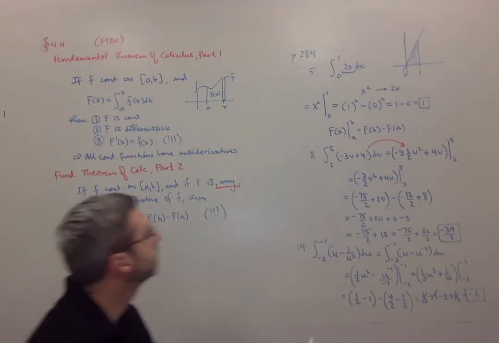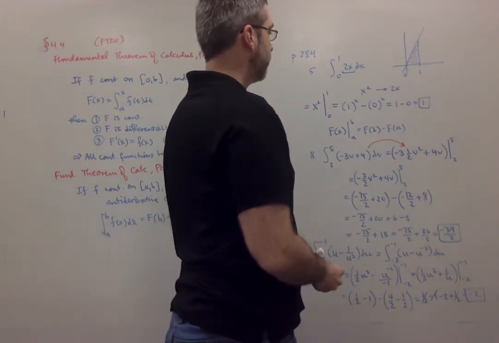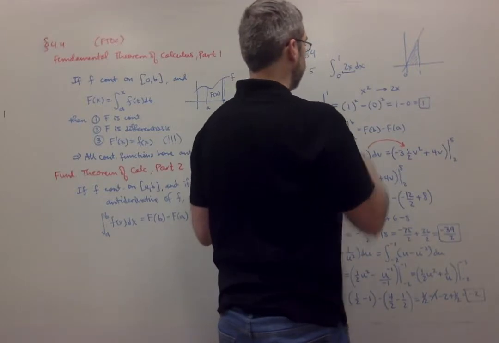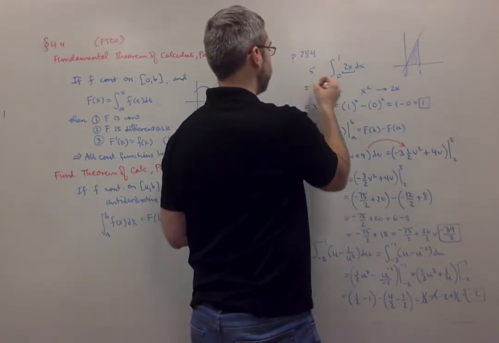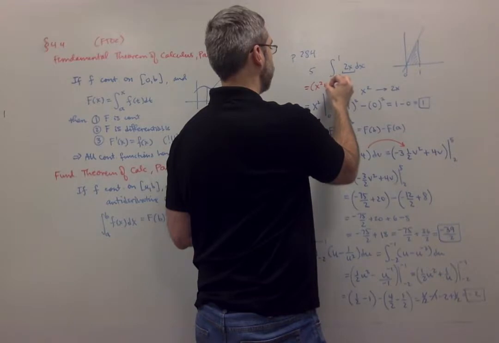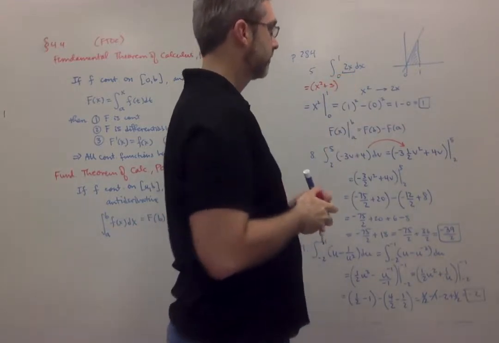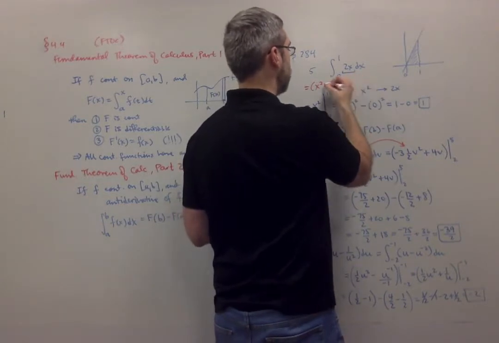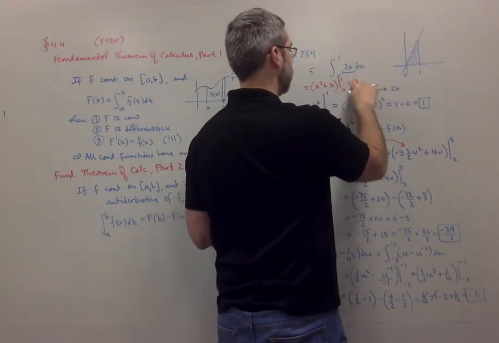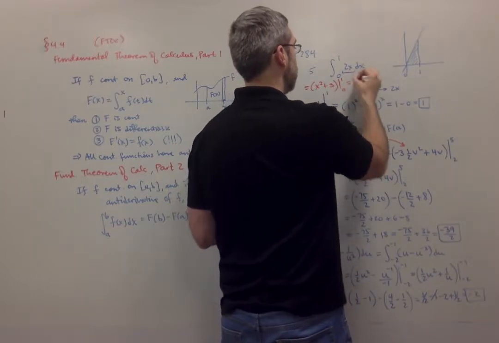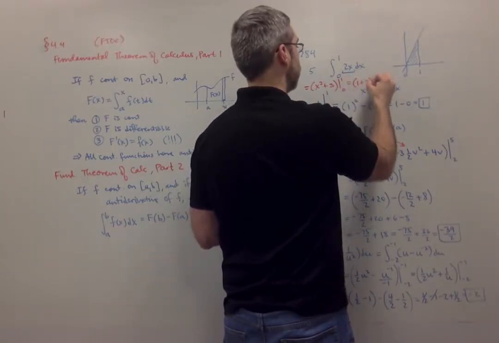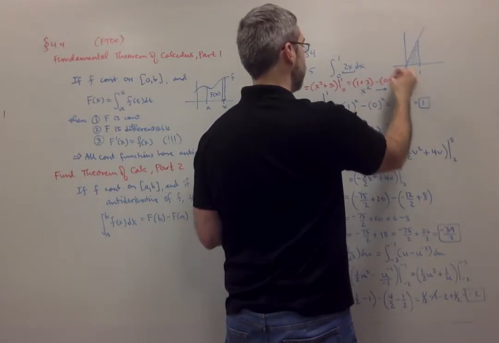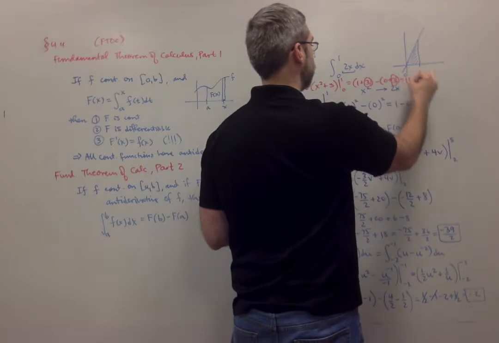So for example, in this first problem, what if instead of using x squared, I used a different antiderivative? If I did this problem, but instead I used the antiderivative x squared plus 3. Well, if I plug in 1, I'm going to get 1 plus 3. And if I plug in 0, I'm going to get 0 plus 3. And you'll notice that the 3 here and the 3 here cancel each other, and I still end up with the same answer of 1.